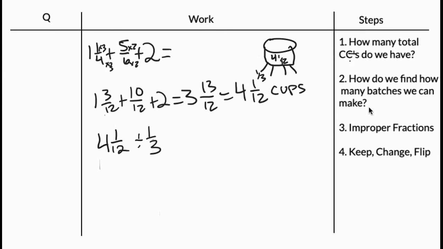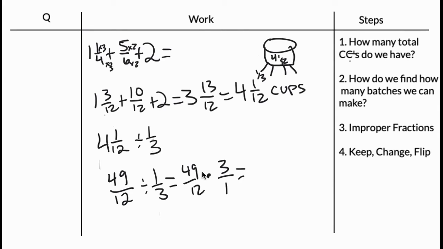So now to divide these two numbers, we have to make them into improper fractions. So to do this, we take 12, multiply it by 4, and add 1, which gives us 49 over 12. And we're dividing that by 1/3. Now that we have improper fractions, we keep the first fraction the same, we change the division into multiplication, and we flip 1/3 into 3 over 1, the reciprocal.